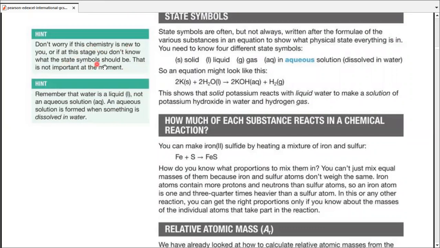Don't worry if the chemistry is new to you. You won't know state symbols at the start, but don't worry. As we go through the chapters, you will know the state symbols of the most common things that you're going to handle. For the first 20 elements, and for most of their compounds, you would know what state symbols you need to write.